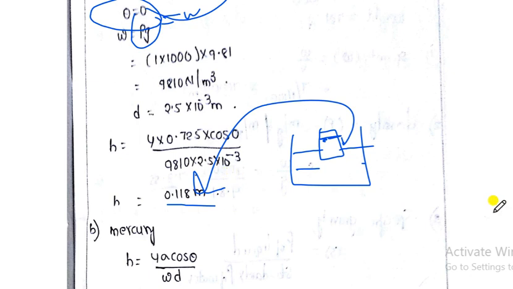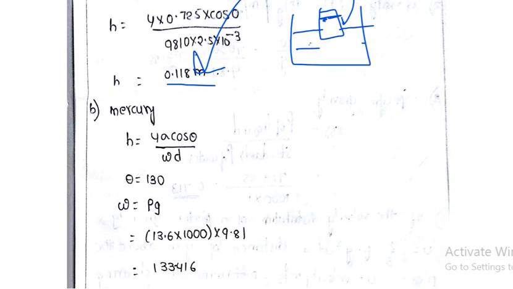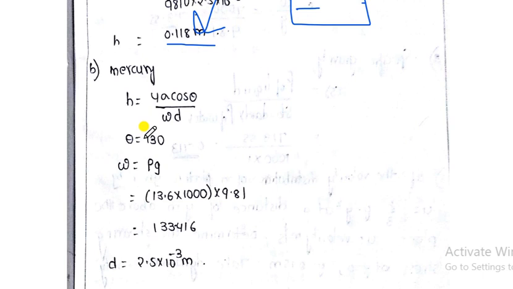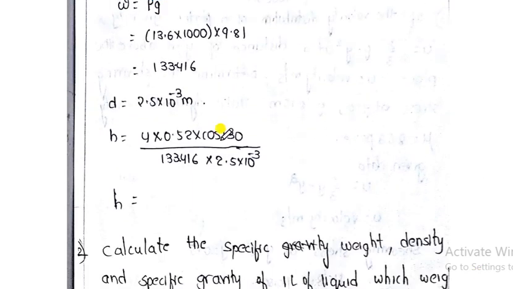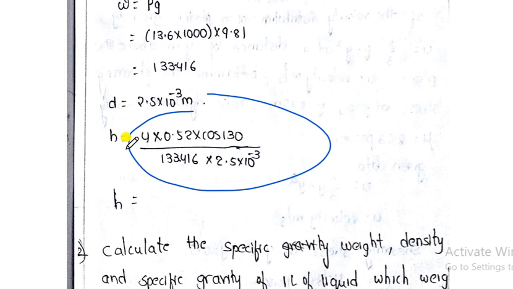Now similarly, let's look at the case of mercury. In mercury the same formula is used. The only difference is theta, which is 130, you can also imagine 128. Here rho g, the density of mercury is 13.6, and we convert it into newtons, into 1000 and into 9.81. Then substitute all these values, and when you solve, whatever value comes is the value of h. It may be the depression or the rise.